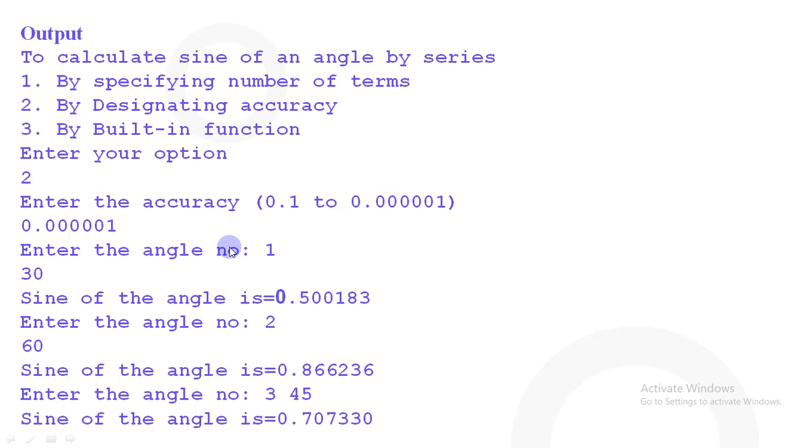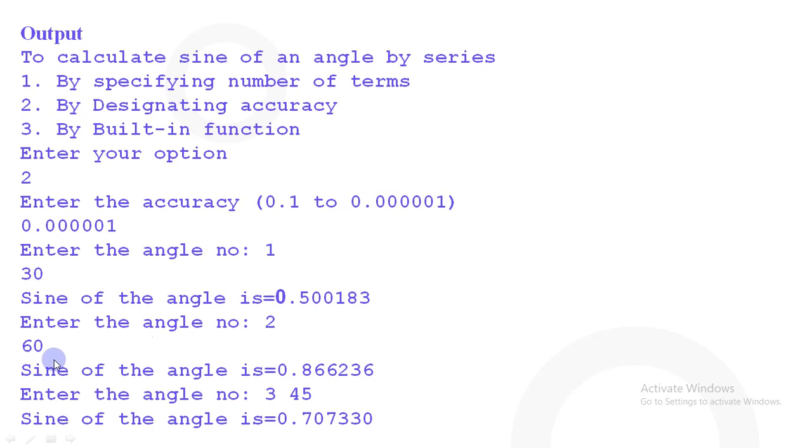You could have given 1e-6 in place of printing like this. Okay, enter the angle number 1. It is 30 degree. Sine of the angle is 0.500183. Look at this answer. It is accurate up to 6 decimal places.